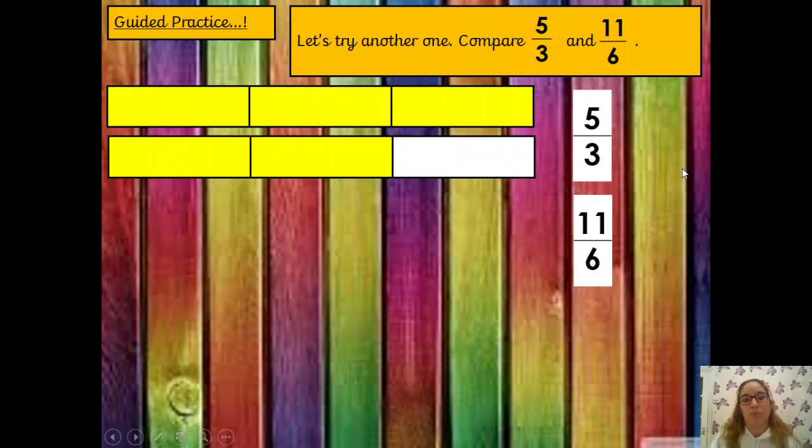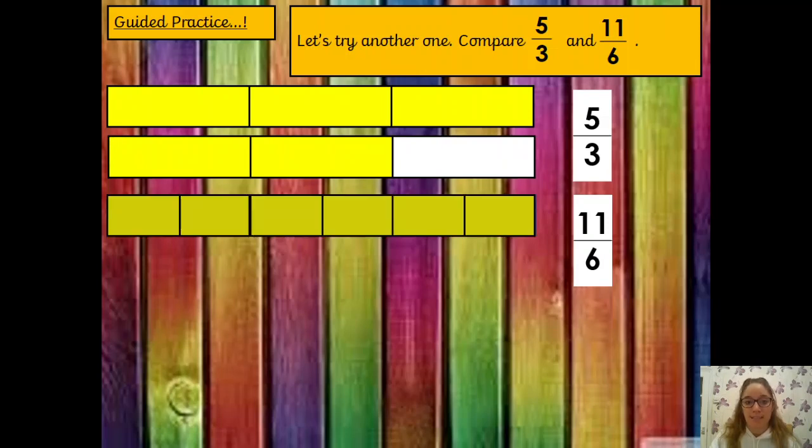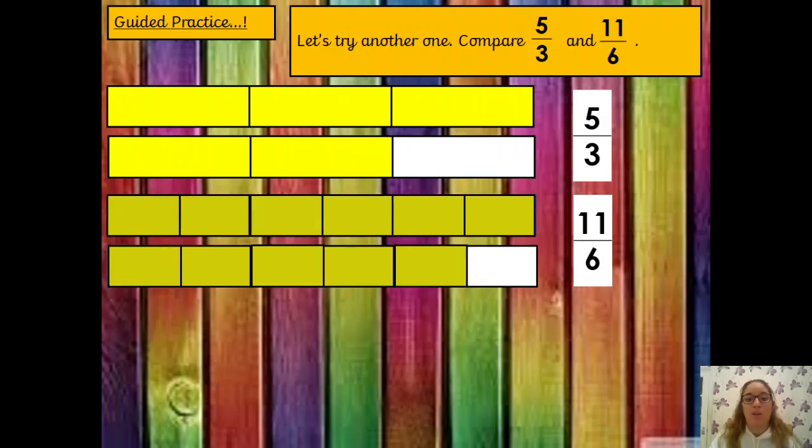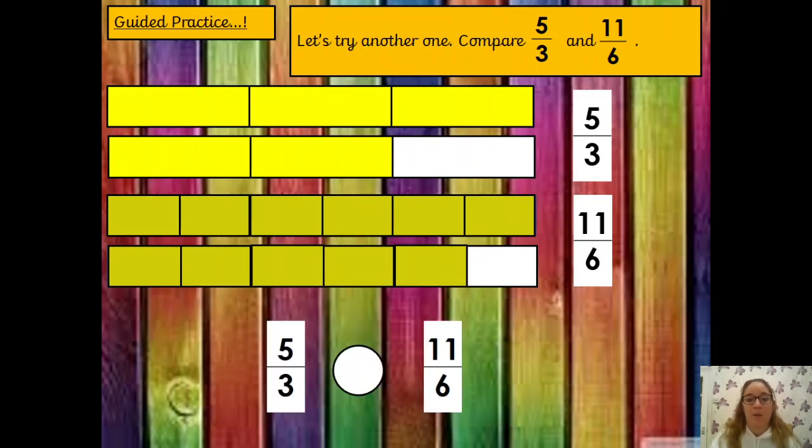Pause the video, take your time with this, and then start it as you need to. We've then got 11/6, so our bar model is going to be split into how many equal parts? 6 equal parts, and we are shading 11 of them. Now we can compare which is the greater fraction. It is 11/6 because there is more shaded of this one than there is of that one.